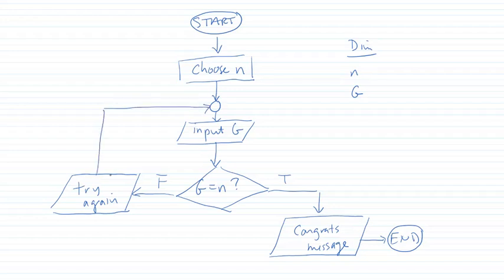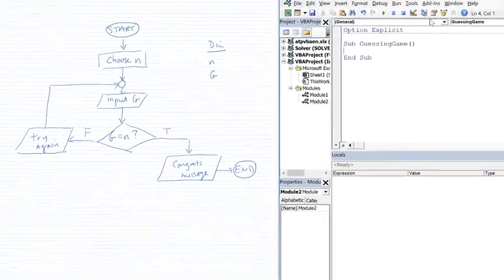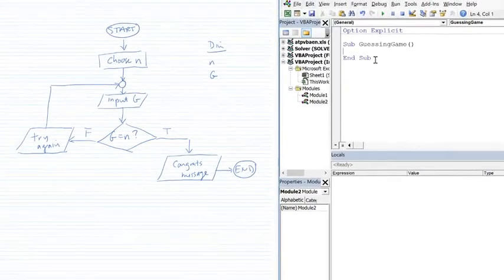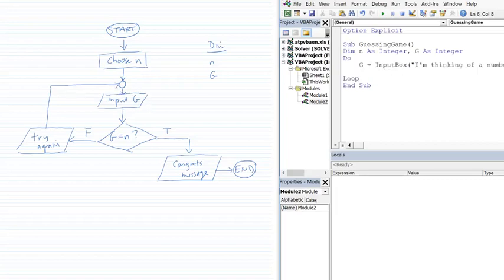So this is the code that we're going to implement for this guessing game. I'm going to name this sub GuessingGame. We dim the two variables n and g both as integers. We then enter into the loop. And the first thing that happens inside the loop is we ask the user for their guess in an input box. So, I'm thinking of a number between 1 and 10. What's your guess? Next, we're going to check to see if the guess is equal to n.